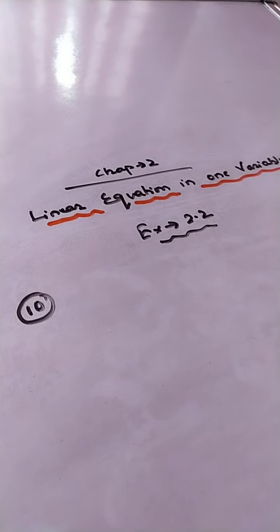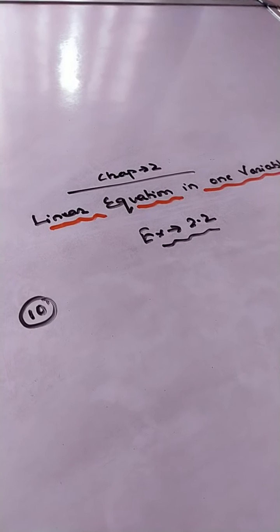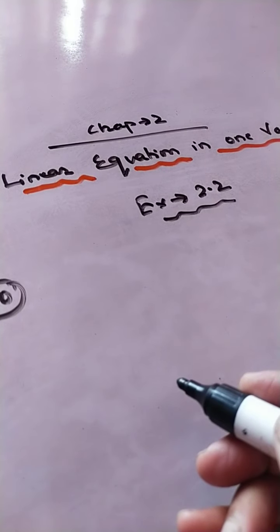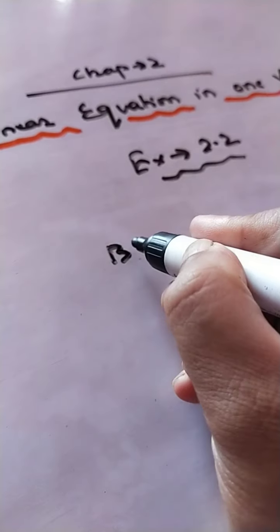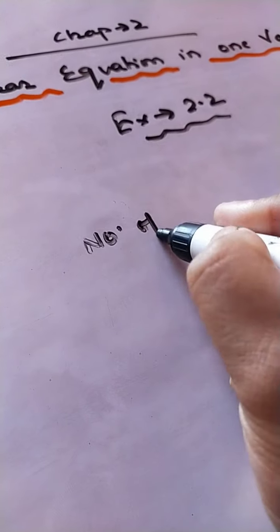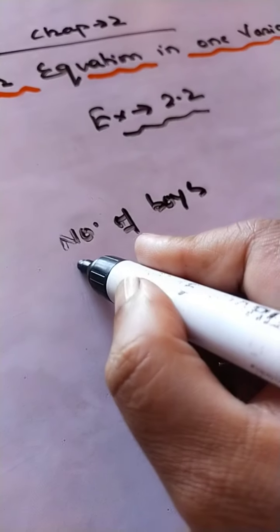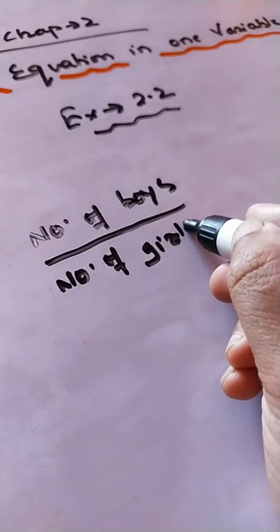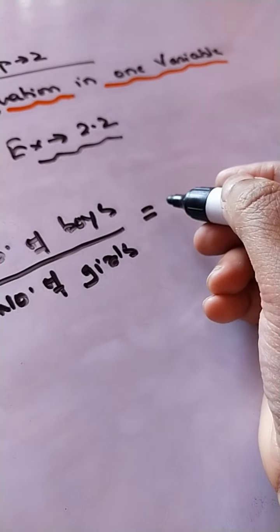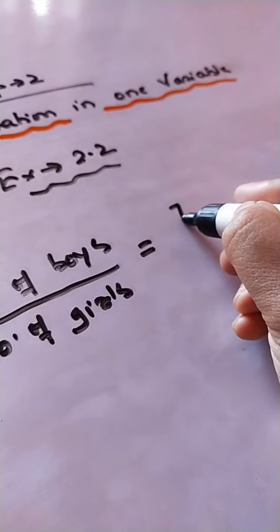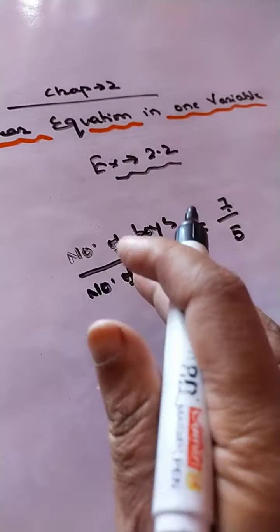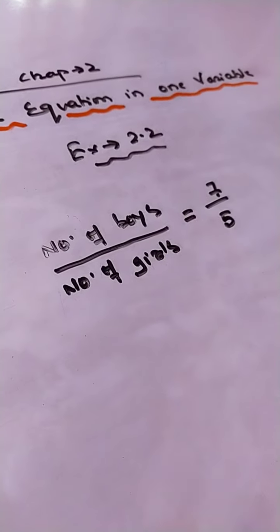According to question number 10, the number of boys and girls in a class are in the ratio 7:5. That is, number of boys by number of girls is in the ratio. What ratio have they given? 7:5, that is 7/5. According to the first statement, the number of boys by number of girls would be equal to 7/5.